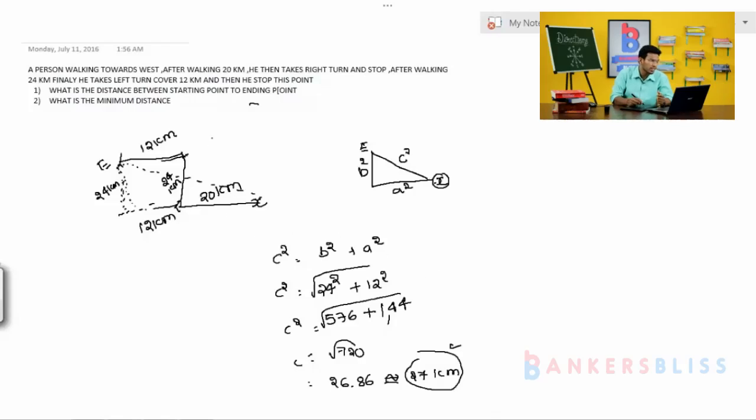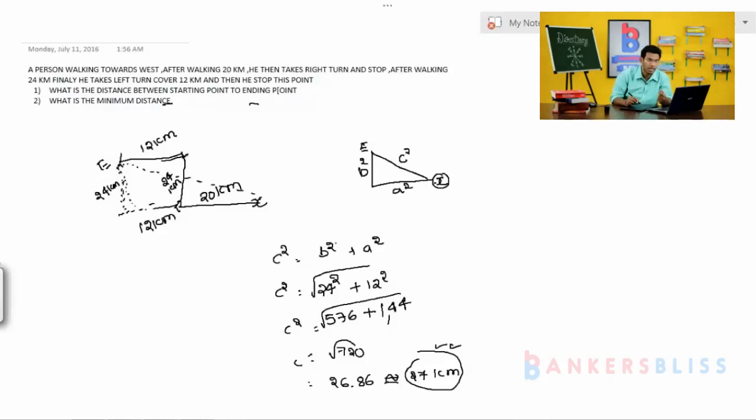If they are asking the minimum distance, guys, both answers are right for this question. What is the distance between the starting point and ending point, they are asking. Suppose they are asking what is the minimum distance, the answer is 27 kilometers. Don't worry guys, for your understanding I will put this statement.